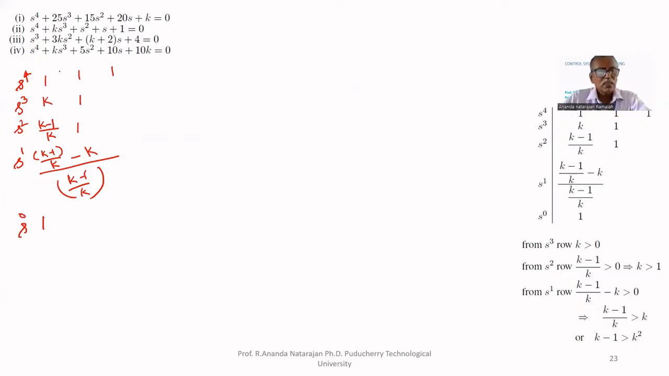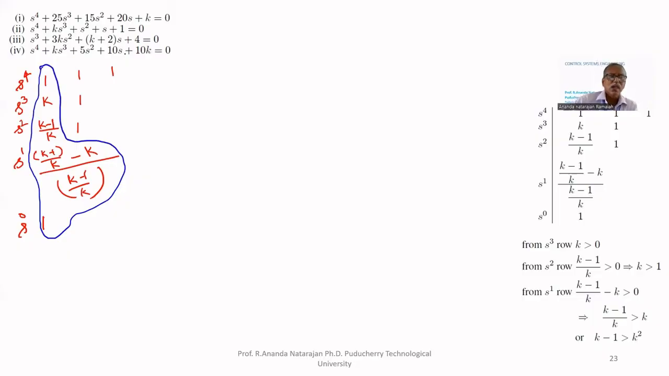So this first column elements must be greater than 0. Therefore, this is already greater than 0. The condition is k must be greater than 0. (K minus 1) upon k must be greater than 0, which means k must be greater than 1. K must be greater than 0 as well as k must be greater than 1.